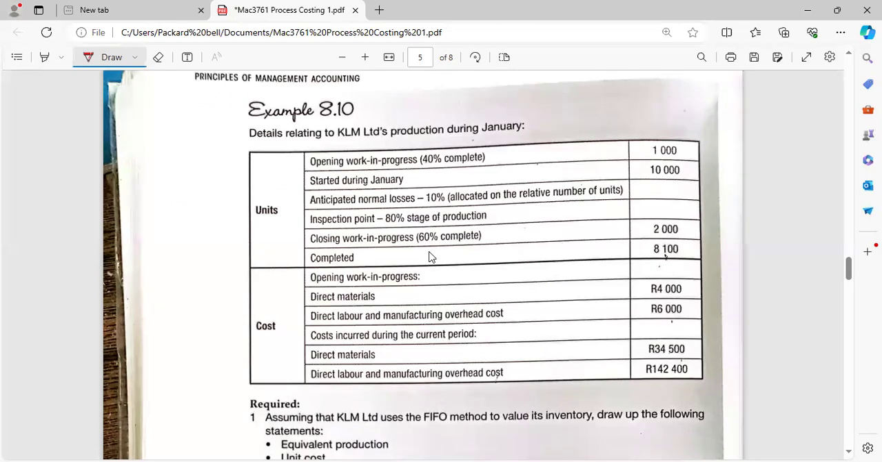The sales details relating to KLM Limited's production during January. There is opening work in progress. Remember what I was saying about this is 40% complete. 1,000 units, which are 40% complete. Then those which were started during the period is 10,000. Anticipated normal loss, 10%, allocated on the relative number of units.